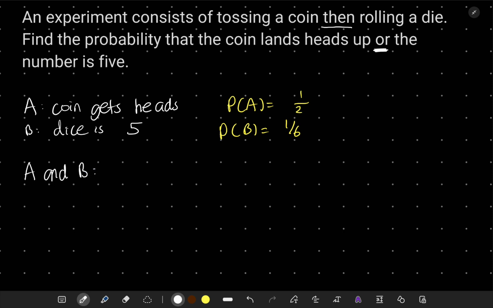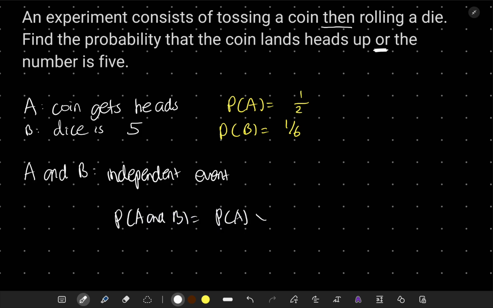So can the coin get heads and the die get 5? Yes, they both can happen at the same time. So that means that these are basically independent events, right? Getting heads does not affect getting the die is 5. So I'm going to say that the probability of A and B is multiplying those two probabilities together. So 1/2 times 1/6 is equal to 1/12.